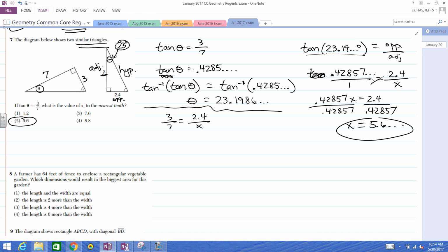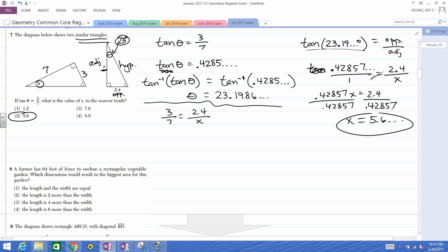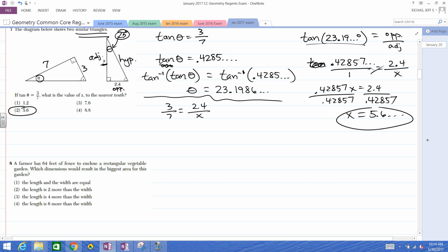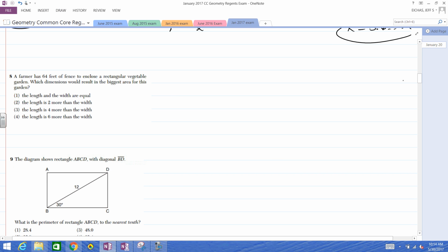Okay, this problem is a little strange. More of a pre-calc, you know, optimization problem, but all right, biggest area. So you've got 64 feet of fence. So the perimeter here, let's say we have a length and a width, right? We've got 64 feet of fence to work with.